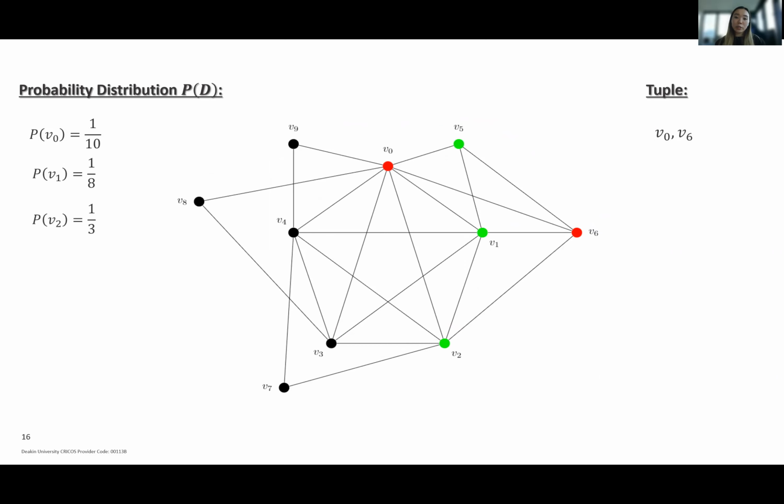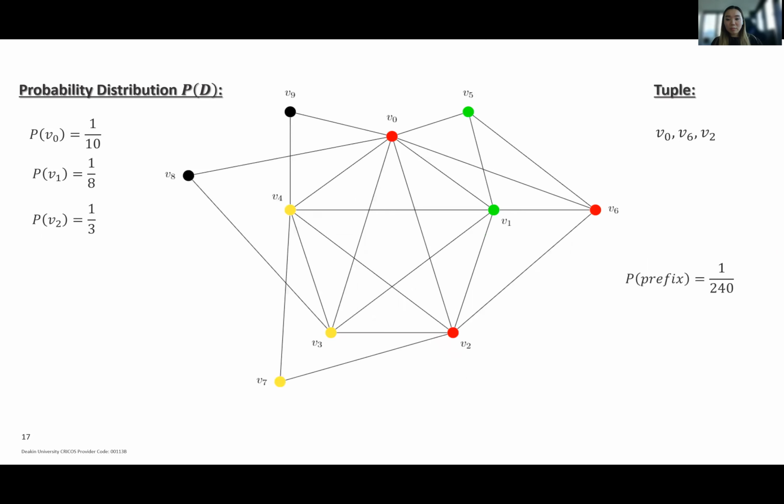Now I've got 3 choices to choose my third vertex. Remember the condition is that for Vi to be chosen, Vi has to be also adjacent to Vi minus 1 and Vi minus 2. So here we've got 3 choices, and say if we pick V2, and then we're trying to pick our fourth vertex, what we notice is that none of these choices colored in yellow will suit the criteria for Vi, because V3, V4, and V7 are not connected to V6.